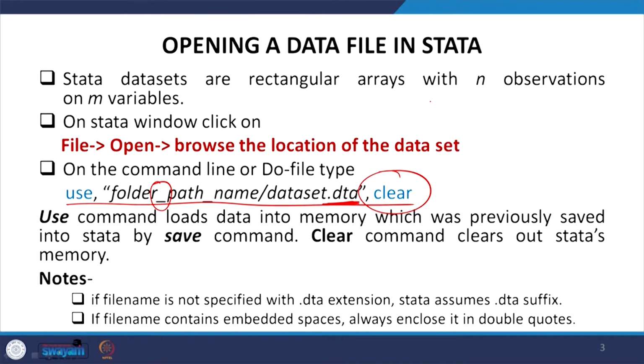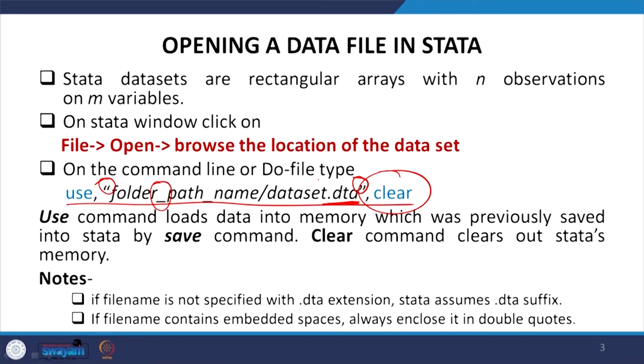Since the file is already in .dta format, we need not type .dta again. If it is a Stata version, which you have carefully downloaded, it will automatically come up as a .dta file. Do remember that you start with a double inverted comma and end with a double inverted comma, then comma clear, and it will actually open the data. The easiest way is to click on that folder and double click on that particular file, and it will show you the data. Now, if the file name is not specified with the .dta extension, Stata assumes the .dta suffix.